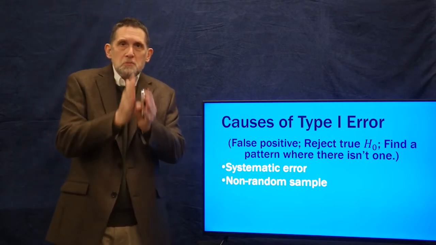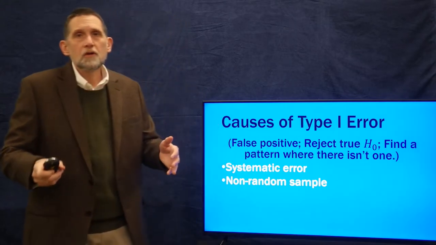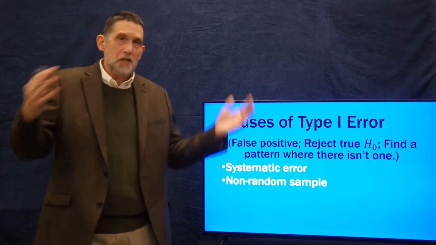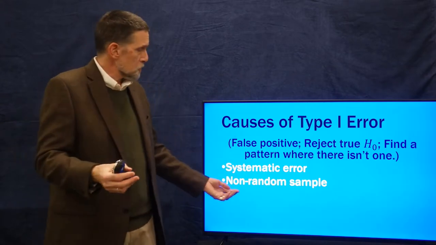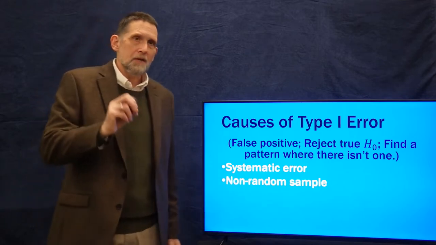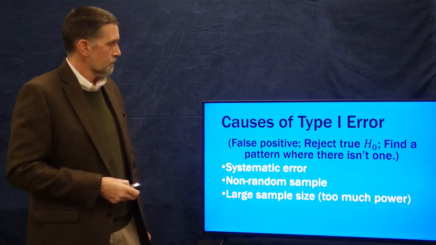So yeah, in that small part of the population, we have a pattern, a relationship. But in terms of the general population, if we took a true random sample, it wouldn't be there. So a non-random sample, and again, particularly a snowball sample, can lead to a type 1 error.